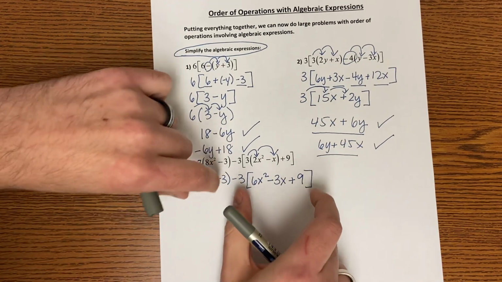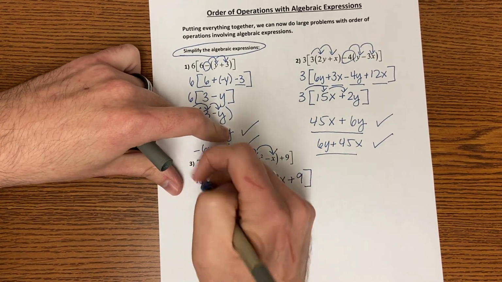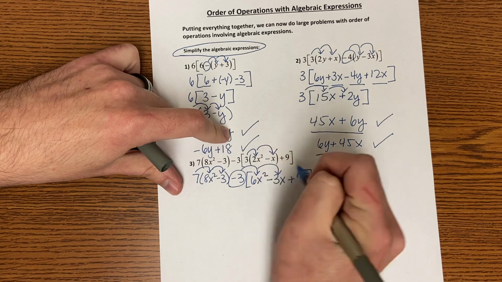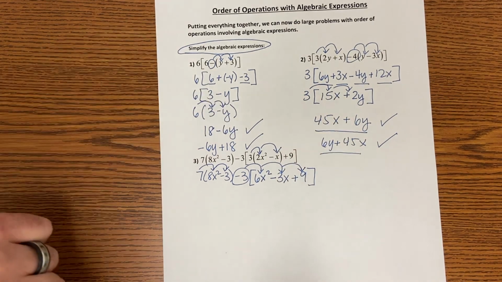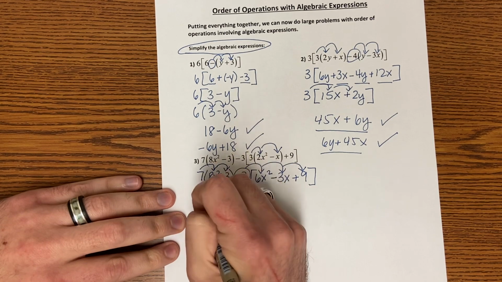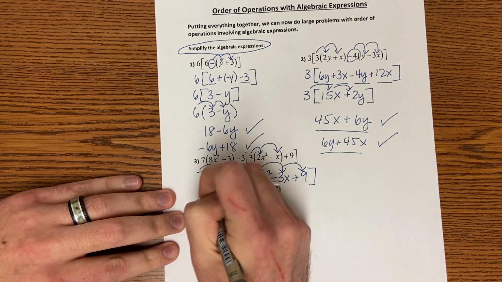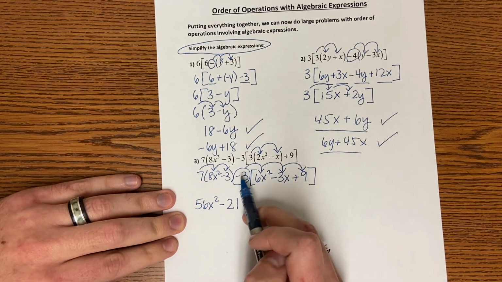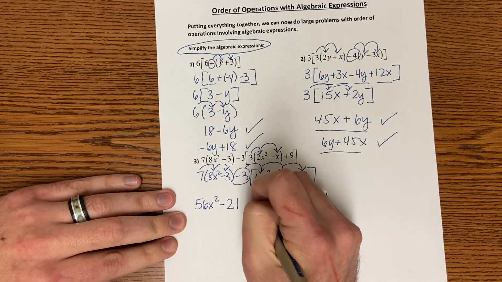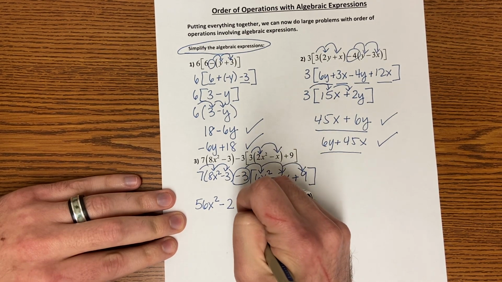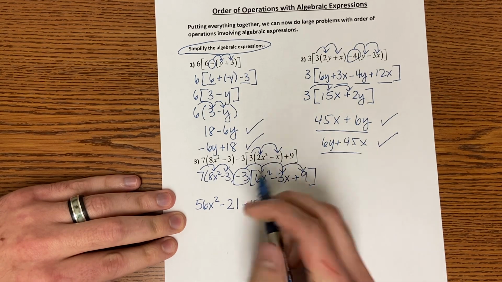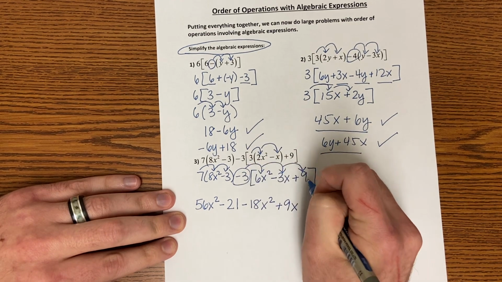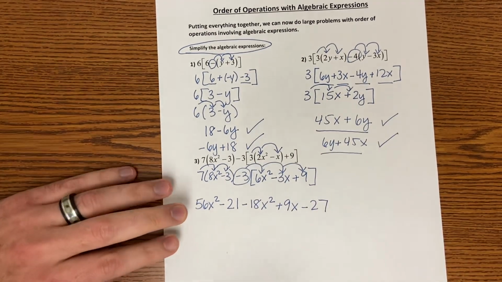From here, I've got 2 sets of parentheses that I really need to distribute the number through. One thing to note is that this one is going to 2 numbers, but this minus 3 is actually going to go to all 3 inside this bracket if you're doing it. 7 times 8x squared is 56x squared. 7 times negative 3 is minus 21. If you distribute the negative with it, it'll become plus automatically, so that'll be negative 3 times 6x squared is negative 18x squared. Negative 3 times negative 3x is plus 9x. Negative 3 times positive 9 is minus 27.